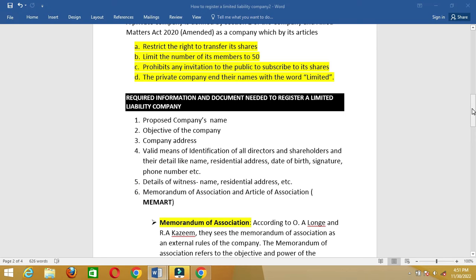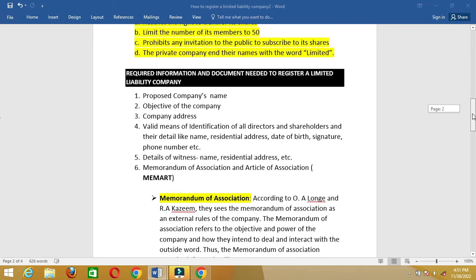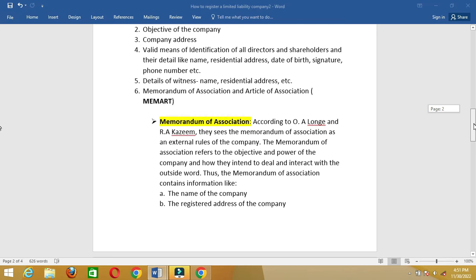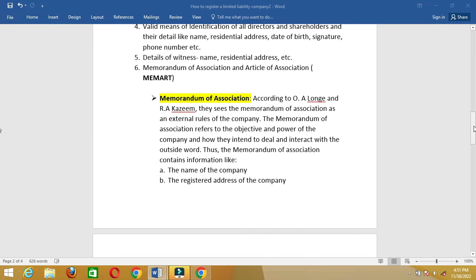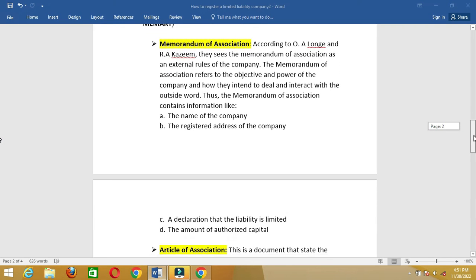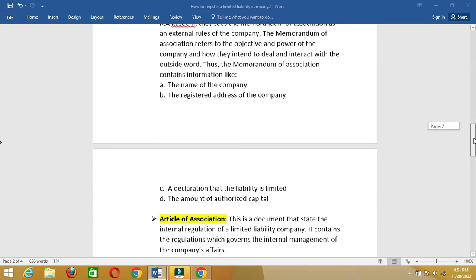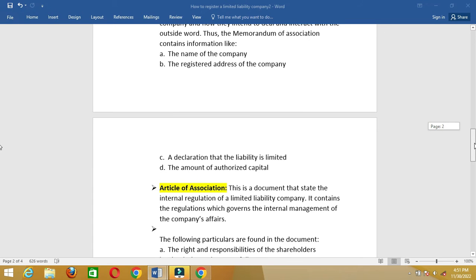Now, what is memorandum of association? It is very important you know this. According to O.A. Long and R.A. Cassim, they say the memorandum of association is the external rules of the company. The memorandum of association refers to the objective and power of the company and how they intend to deal and interact with the outside world. Thus, the memorandum of association contains the following information: the name of the company, the registered address of the company, a declaration that the liability is limited, and the amount of authorized capital.